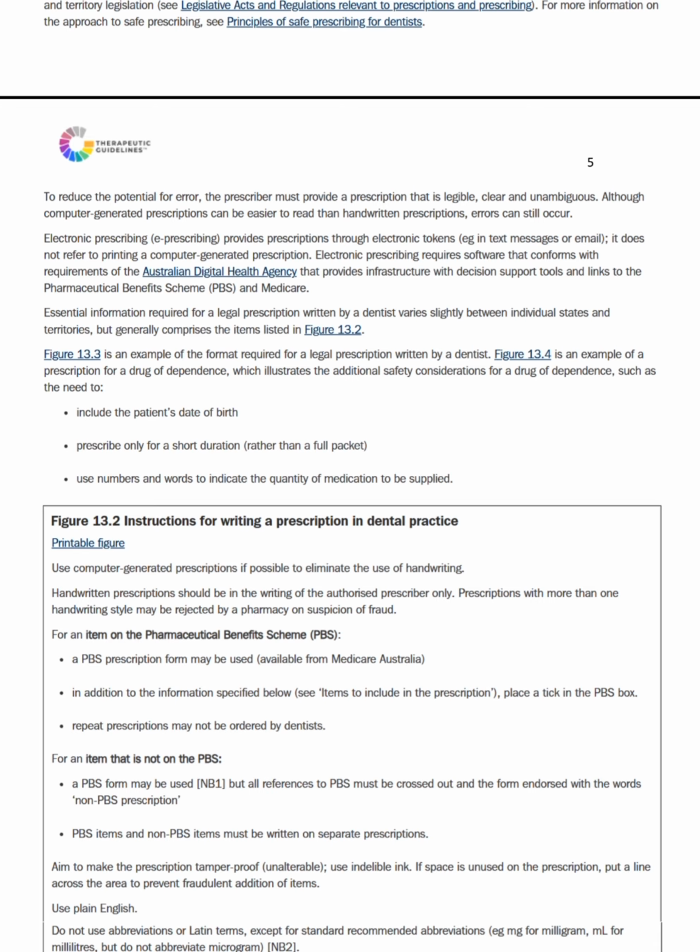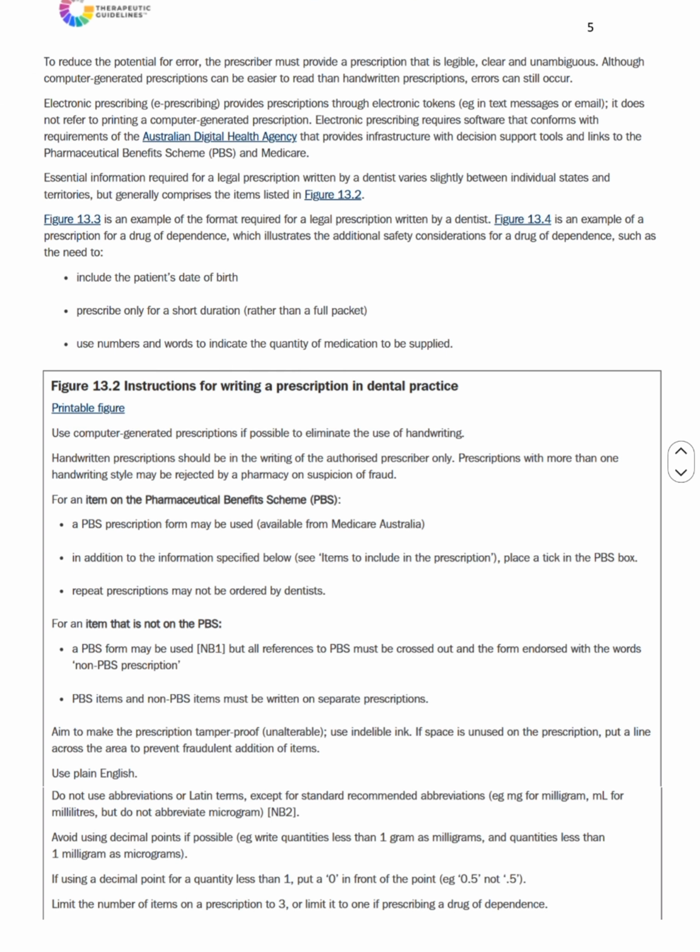Essential information required for a legal prescription written by a dentist varies slightly between individual states and territories, but generally comprises the items listed in 13.2. So what are the instructions for writing a prescription in dental practice? Use a computer-generated prescription if possible to eliminate the use of handwriting. Handwritten prescriptions should be in the writing of the authorized prescriber only. Prescriptions with more than one handwriting style may be rejected by a pharmacy on suspicion of fraud.